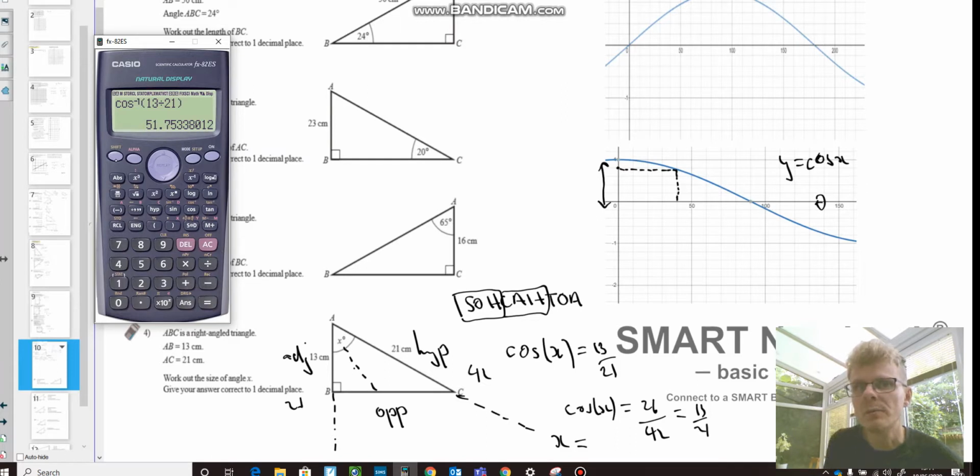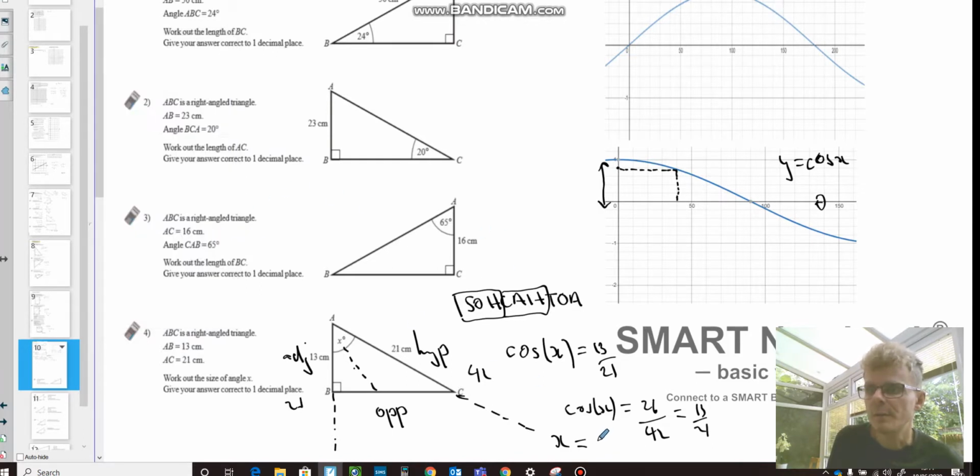And as an example, I could do shift cos of 26 divided by 42. Ooh. And of course, there you go, 51.75 again. So that's our answer, x equals 51.75.